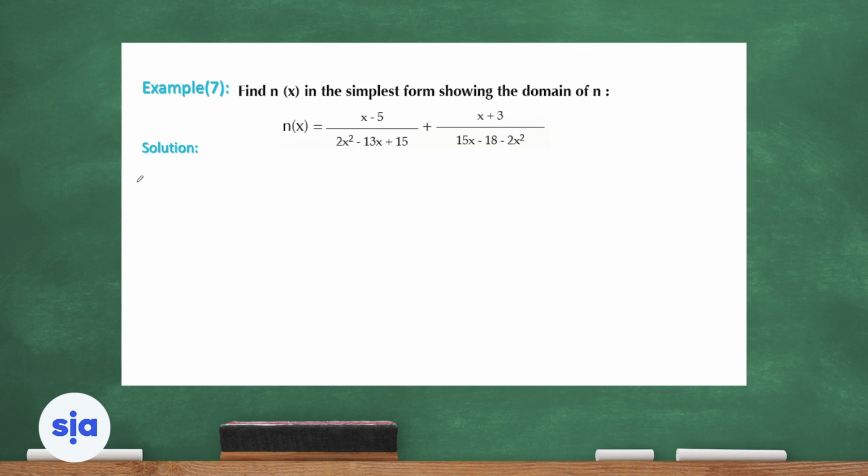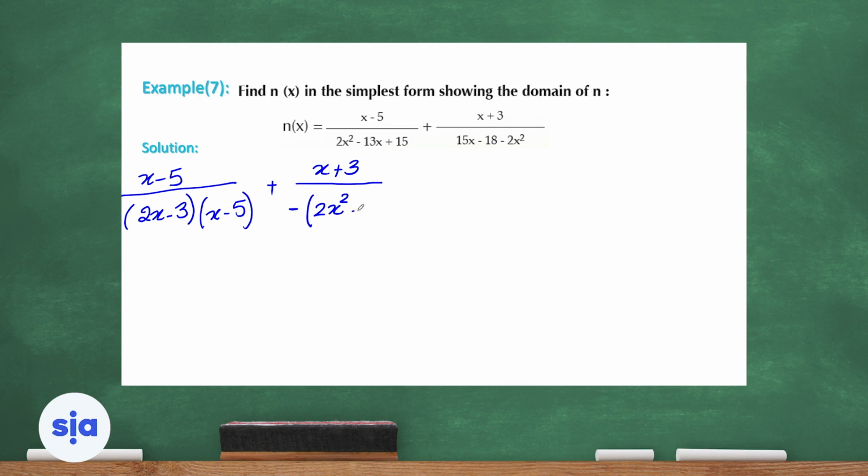So the first numerator cannot be factored. The first denominator can be factored as 2x minus 3 times x minus 5 plus x plus 3, and here you can have this negative outside to arrange it more: negative 2x squared minus 15x plus 18. Don't forget, when you take the negative outside, you change all the signs.